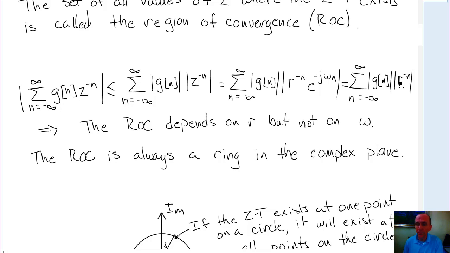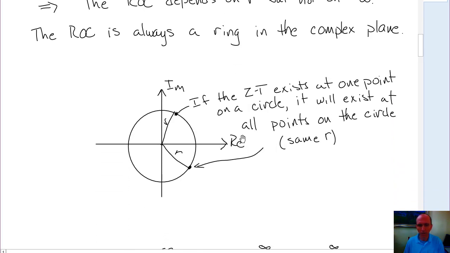What that means is that this last term doesn't have omega. In other words, the region of convergence, the values of z where this goes to infinity or doesn't go to infinity, does not depend on omega. It only depends on r. So it depends on the magnitude, but it doesn't depend on the phase of z. By implication, we see that the region of convergence is always a ring in the complex plane.